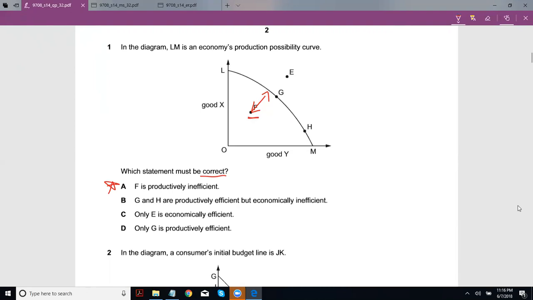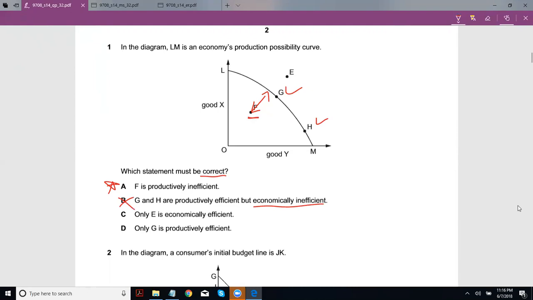G and H are productively efficient but economically inefficient. Now, G and H are productively efficient because they're on the PPC. They could be economically inefficient if you look at allocative efficiency. However, you can't tell from the diagram, so it's not something that must be correct.